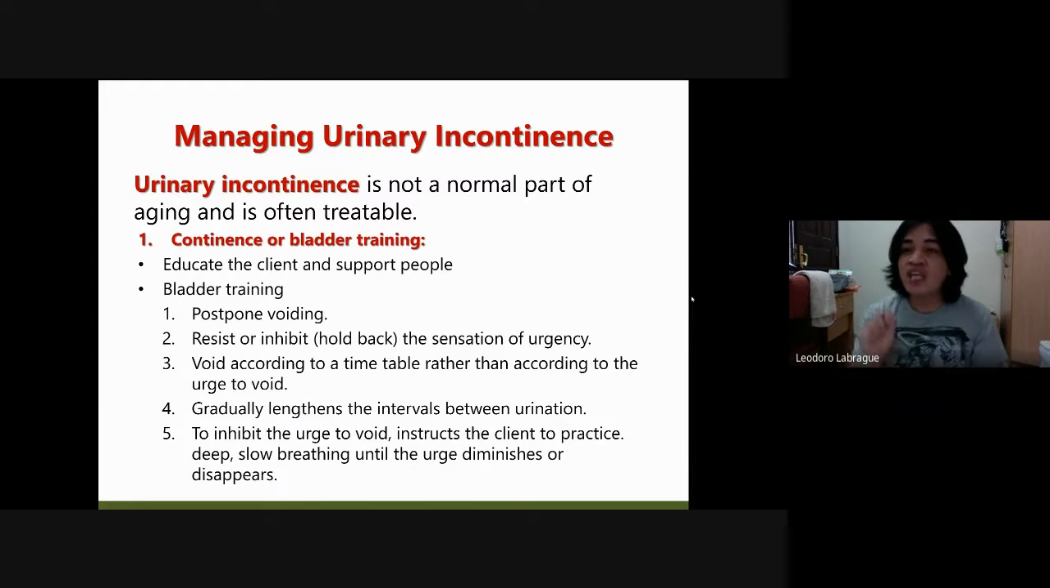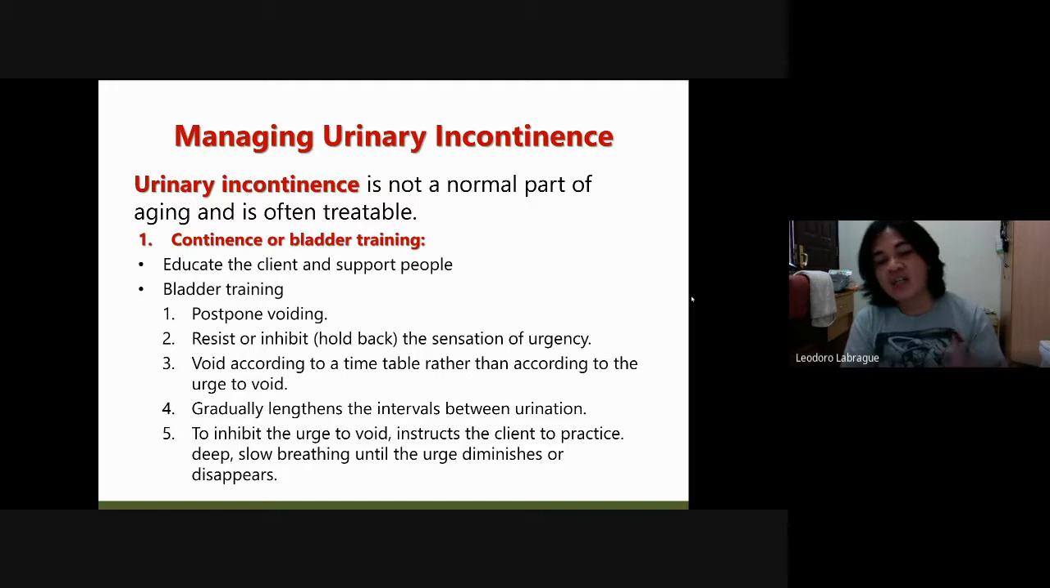You should void every 2 hours, and we should follow this schedule. We should follow this timetable so that the routine will be established. That's the reason why we give a timetable. Your urination should be every 2 to 4 hours only. You cannot void in between. We need to follow the timetable. That is how we do bladder training.